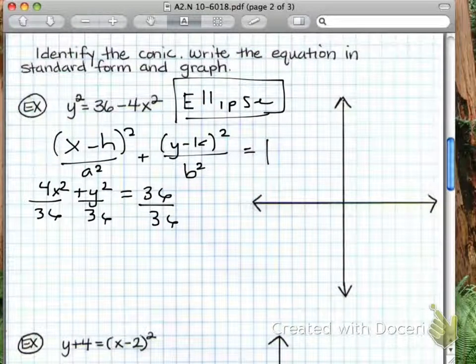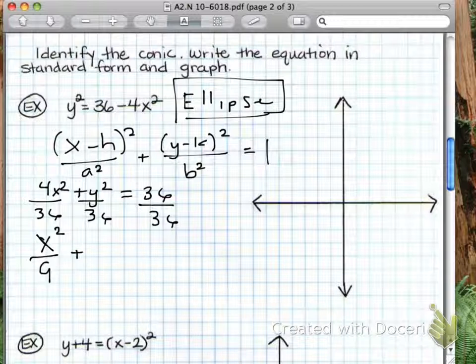So, okay, we're going to have x squared over 9 plus y squared over 36 equals 1. Now, am I in the right form? No. Really, it should have been the other way. Do I have to do anything to change that? No, I can rewrite it, right?